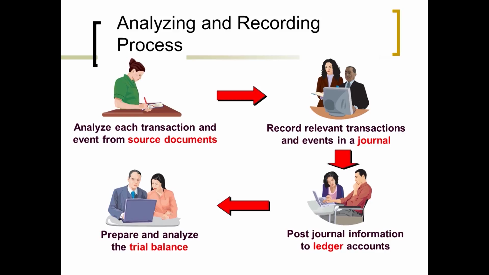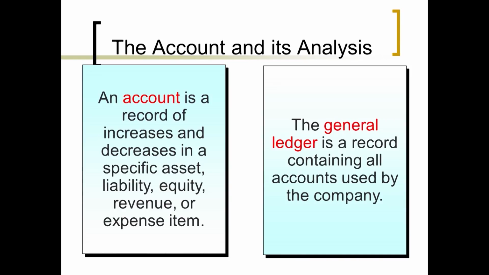And we analyze those source documents, and we are going to record those in what we call a journal or a general journal. And eventually we're going to post those to what we call the ledger or the general ledger. And then we're going to talk about preparing and analyzing what we call a trial balance. Now, this doesn't all make much sense now, but by the end of the chapter, it will make sense.